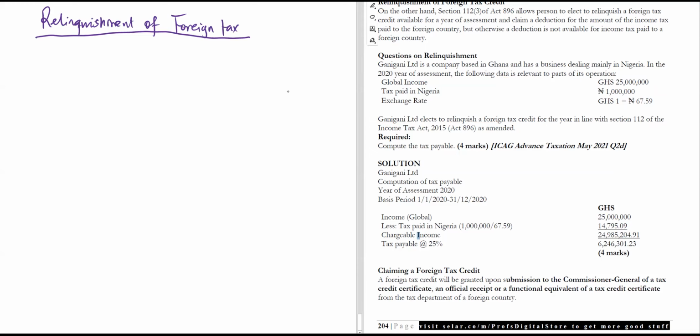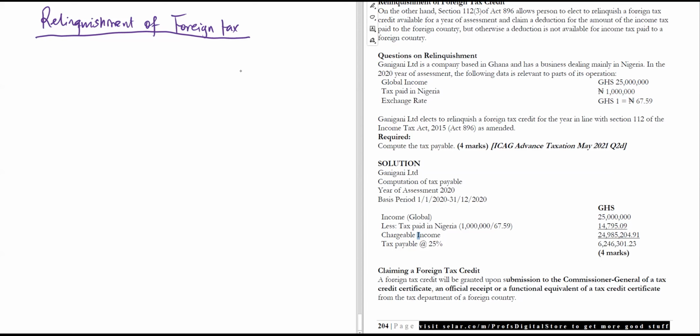We deduct the amount from the income tax to be paid. Is it deducted from income or is it deducted from tax? It's treated as an allowable expense. Yes, so it's deducted from income. It's deducted from income. That's it.